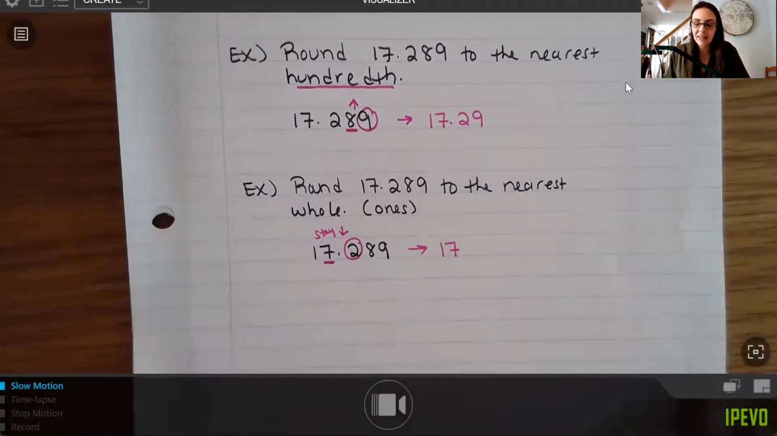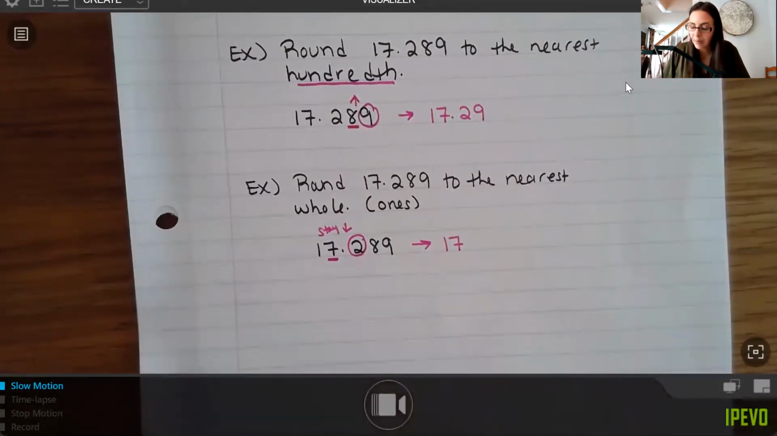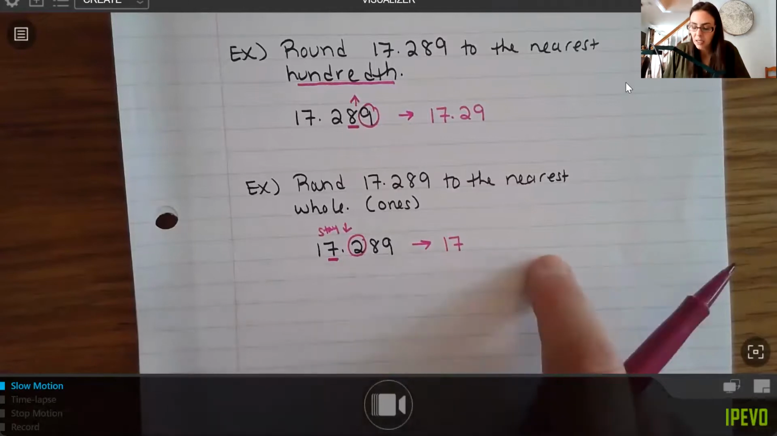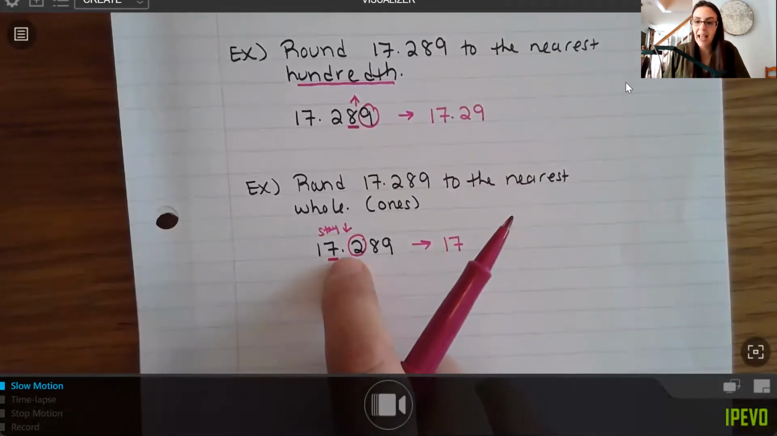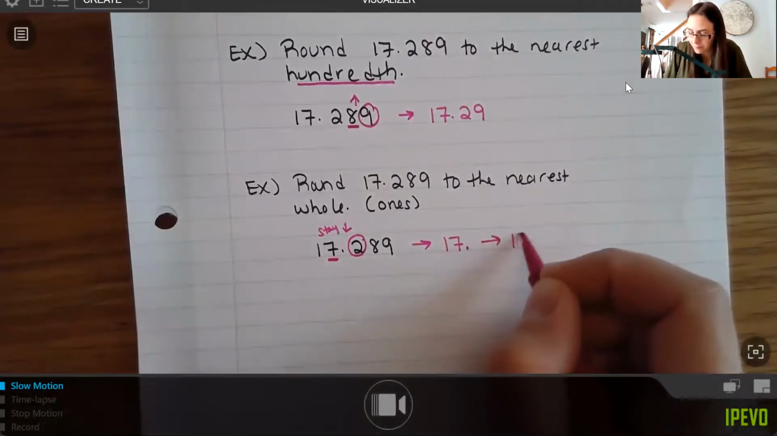I apologize for that. So here we have our final answer of 17. And we do also drop the remaining digits. Because the only digits left are after the decimal place, right? So we don't really need to put a decimal in like that. Doesn't really make sense. We can just leave it as 17.